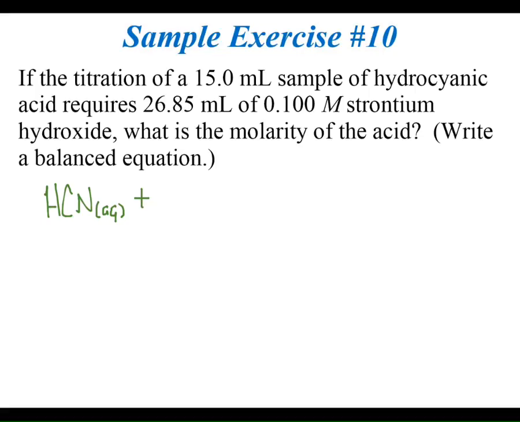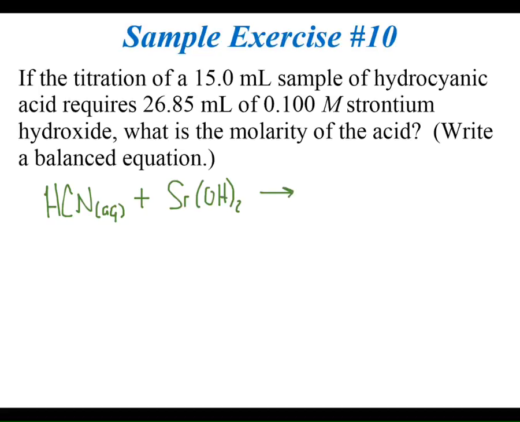What's strontium hydroxide's formula? What's strontium's charge? Plus 2. 2 plus. What's hydroxide's charge? 1 negative, so Sr(OH)2. Okay, good.